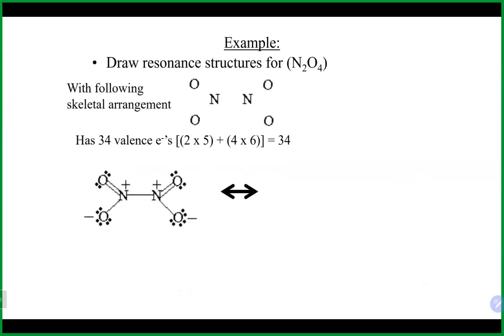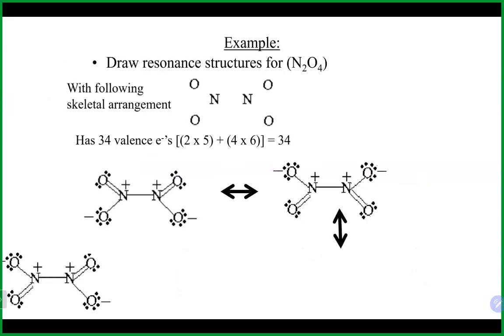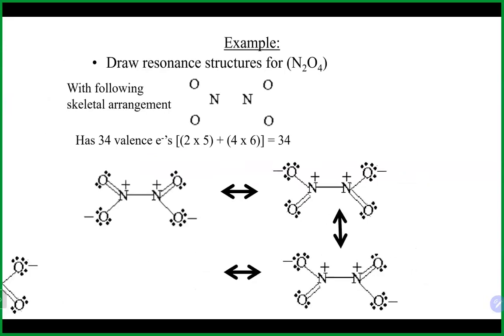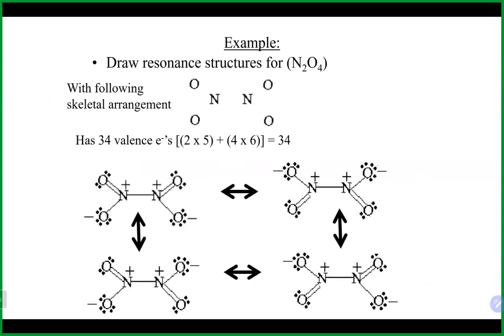Here's just another example of some different resonance structures that you could draw, where you've got multiple double bonds happening. So you can see you could draw equivalent structures just moving around those double bonds to different locations.